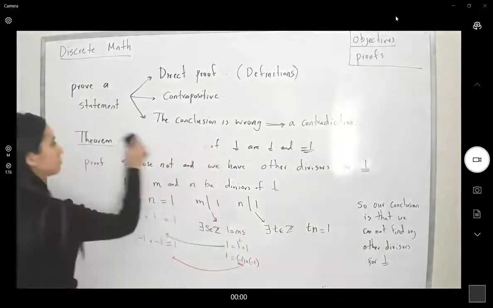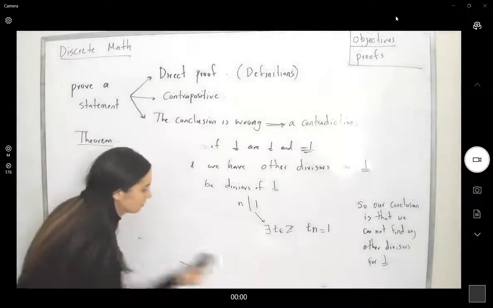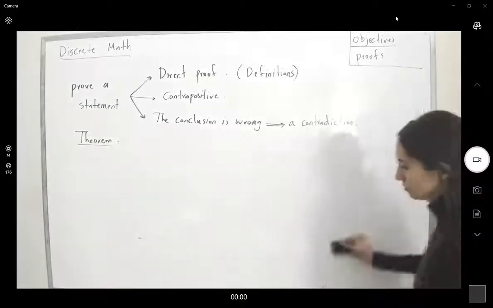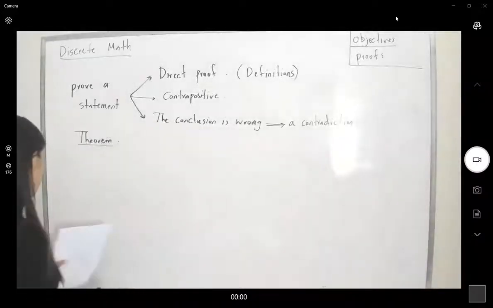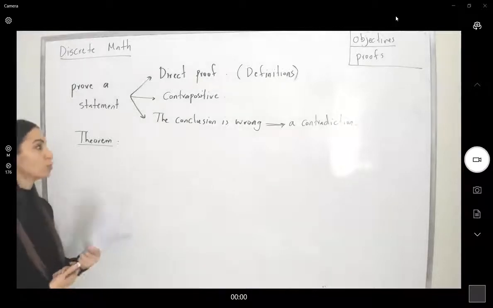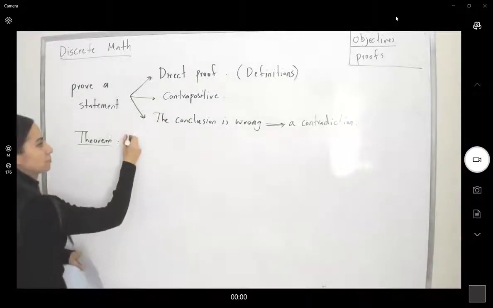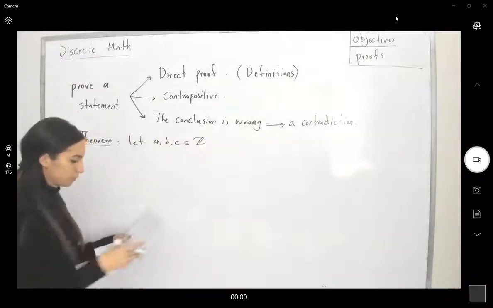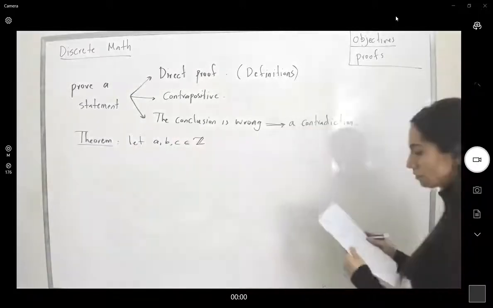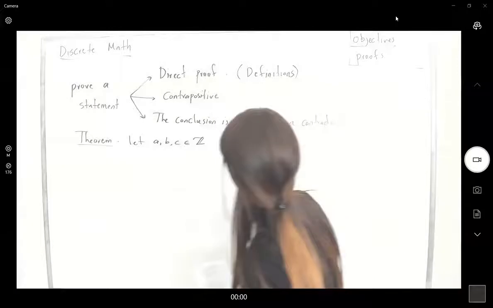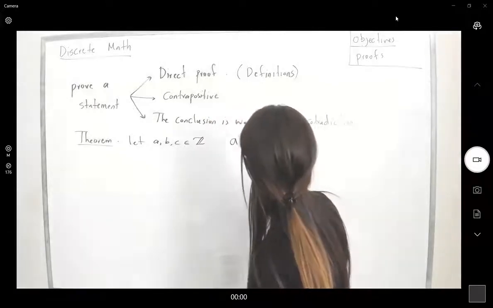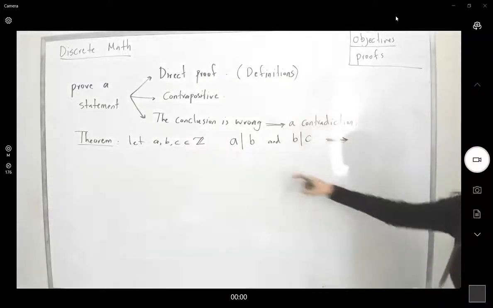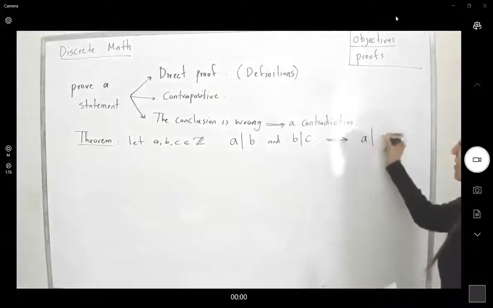Okay, another theorem. This theorem says, suppose you have integers a, b, and c. These are all integers. Suppose a divides b, and b divides c. The transitivity says that a divides c as well.